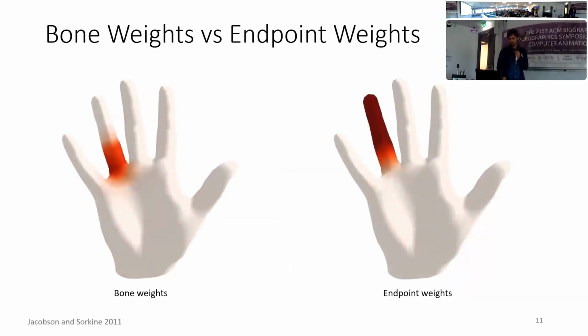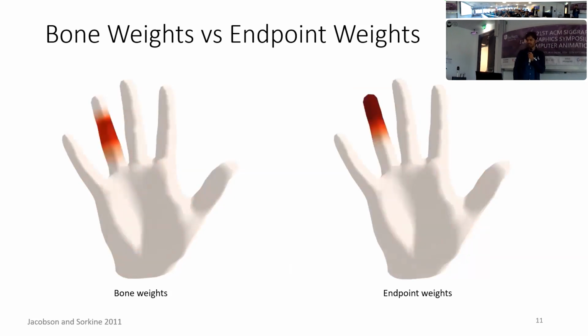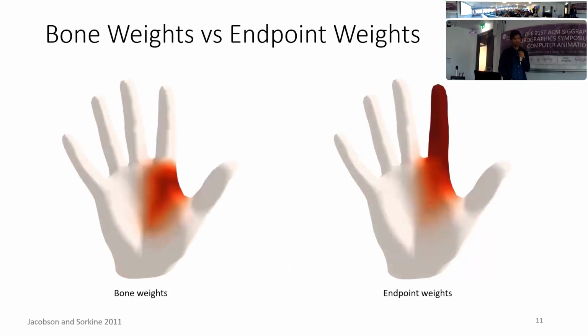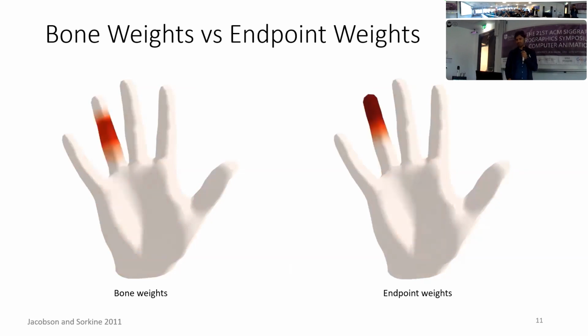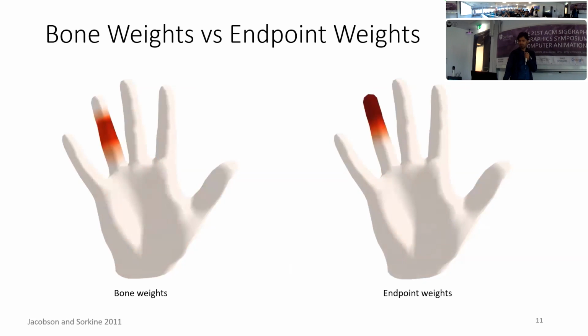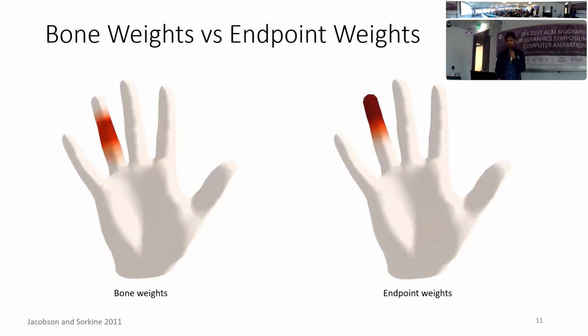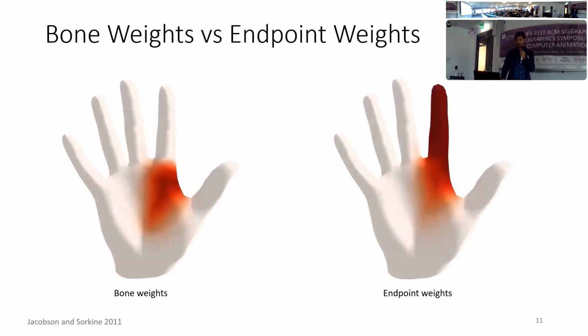So similar to traditional bone weights, we use an additional weight matrix called endpoint weights that capture this information. We compute these endpoint weights by minimizing a shape-aware Laplacian subject to some bone endpoint constraints. More details about this can be found in the paper. I'll move ahead with this.